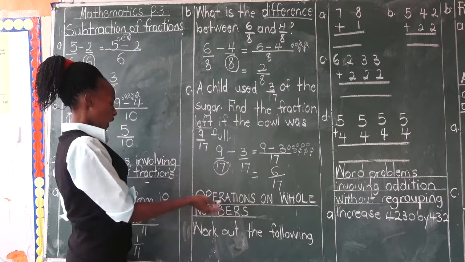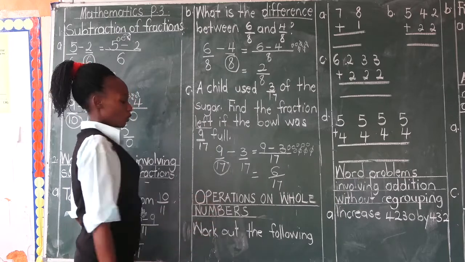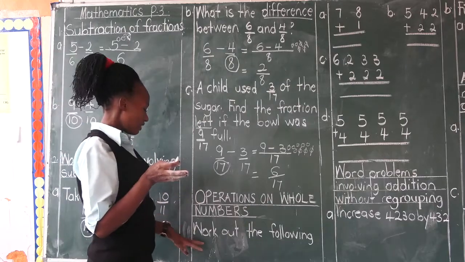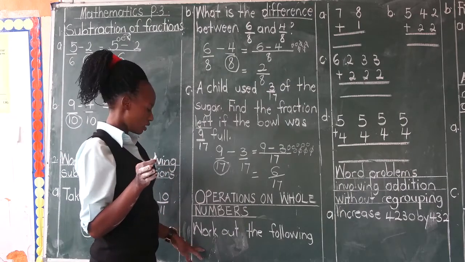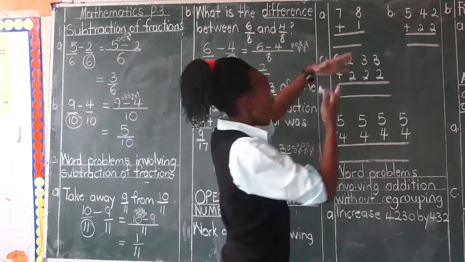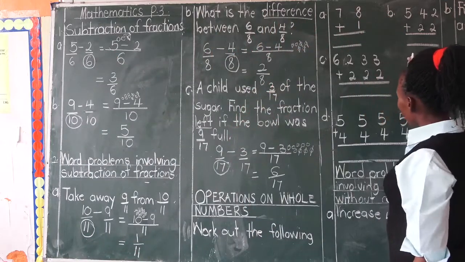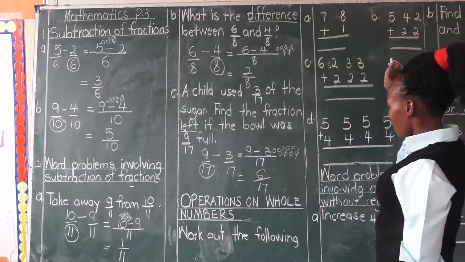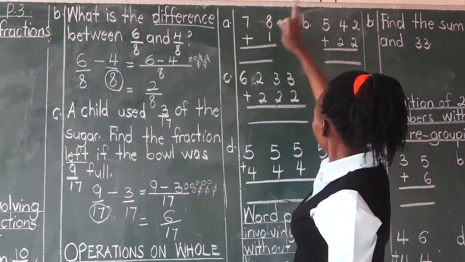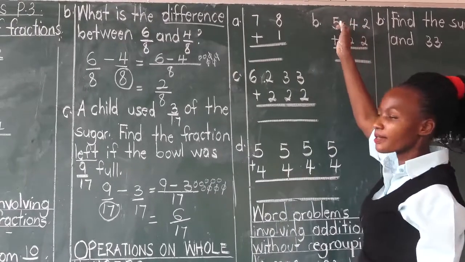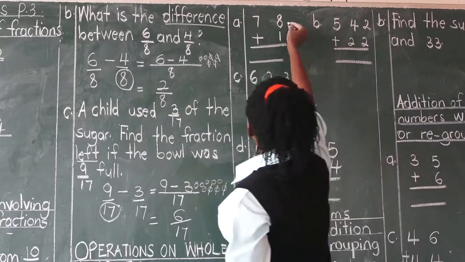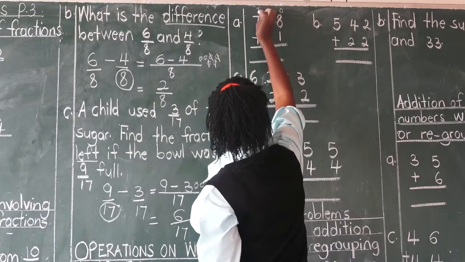Okay, now let's look at operations on whole numbers as our topic. Under this, they've given us the first instruction: work out the following. Here we have two place values, here we have 3 place values, here we have 4 place values. Here we have 1s, 10s.